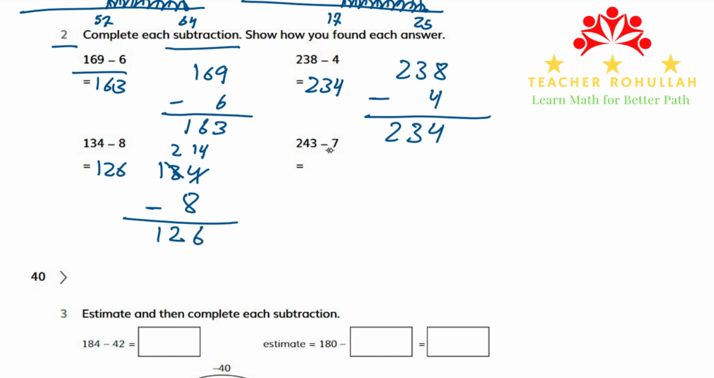The last problem here is 243 minus 7. Again, we have to align the numbers. We should not forget this at all times. So 7 also cannot be subtracted from 3. We borrow from 4. We will have 3 in the tens place and 13 in the ones place. So 13 minus 7 is 6. 3 minus nothing is 3. And 2 minus nothing is also 2. This means that 243 minus 7 is equal to 236.